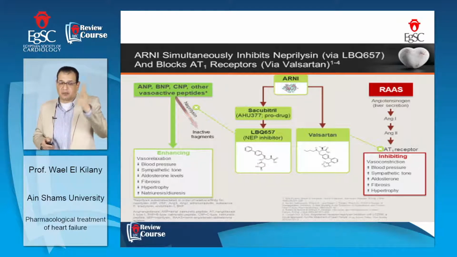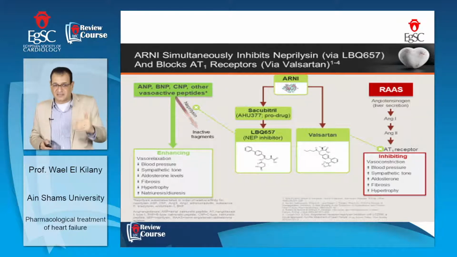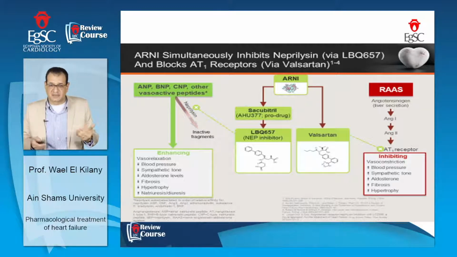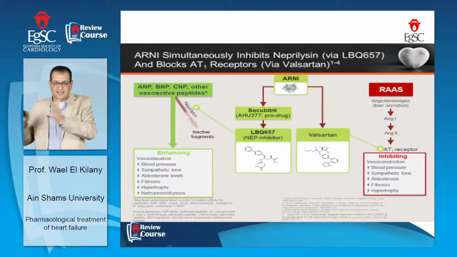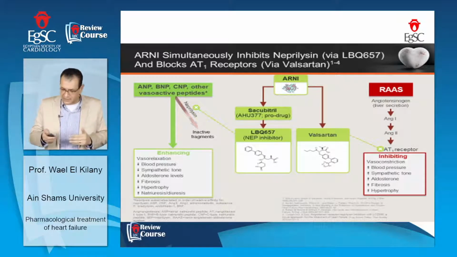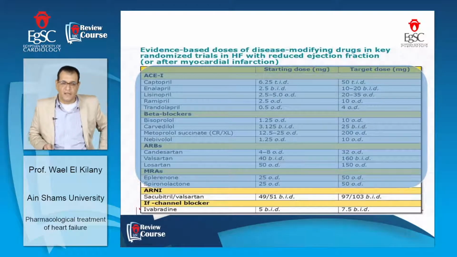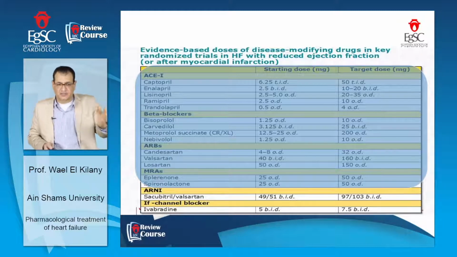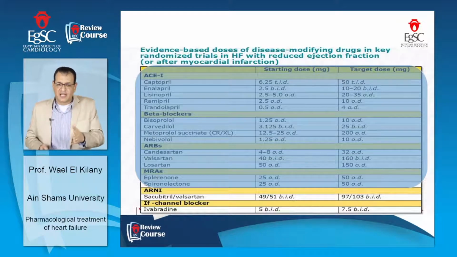So inhibiting neprilysin, the enzyme that deactivates BNP, means that BNP levels will elevate, and this will improve the function. So it acts by a dual mechanism: it acts as valsartan, with added action by inhibiting neprilysin. The dose of sacubitril valsartan: you start with 50 twice daily and your target dose is 200 twice daily.